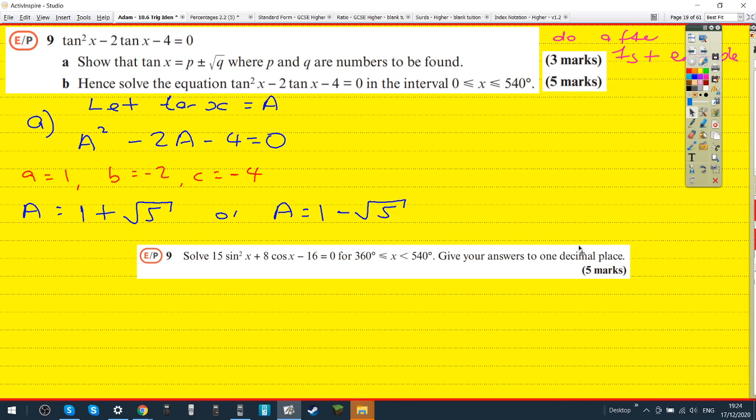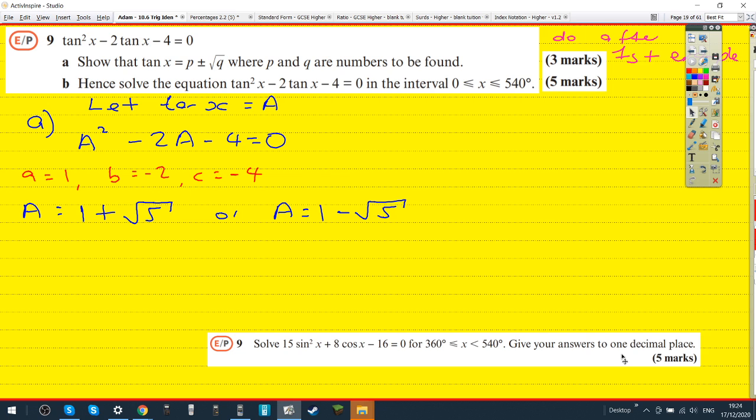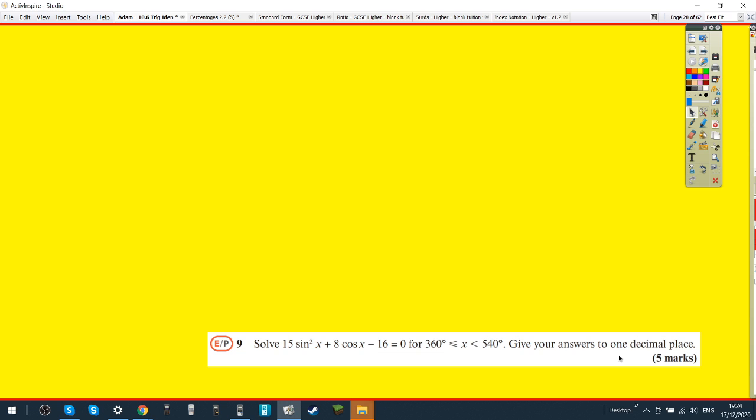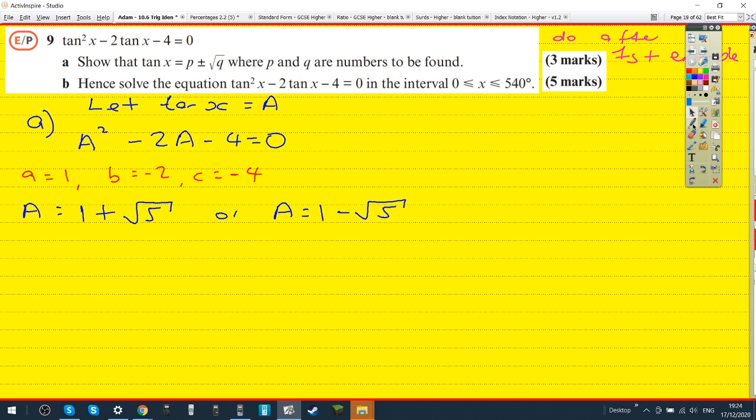Okay, what's next? And then we put back in tan. So tan x equals 1 plus square root of 5, or tan x equals 1 minus square root of 5. Well done. And that's what you were asked to do. That's part A, get tan x. Part B, solve. Okay, and then you do inverse tan.